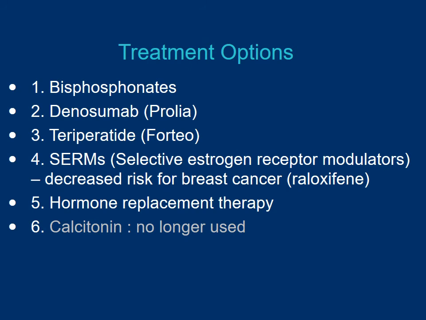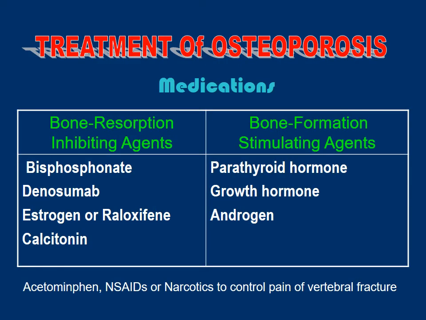What are the medical drug treatment options for osteoporosis? We have the bisphosphonates, which are the commonest, the most important and most widely used. We have denosumab or Prolia, teriparatide or Forteo, the selective estrogen receptor modulators, the hormone replacement therapy, and finally calcium, which is not commonly used nowadays.